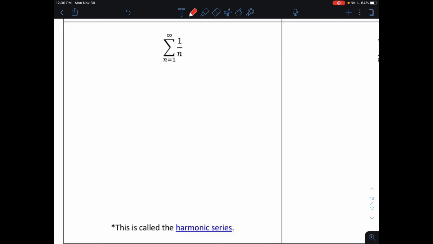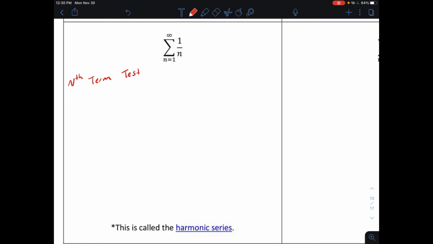I'm given the infinite series from n equal to 1 to infinity of 1 over n. This is actually called a harmonic series. A lot of time is spent focusing on this in calculus. But when I'm looking at this, if I want to know if this series converges or not, we're going to do the nth term test here.